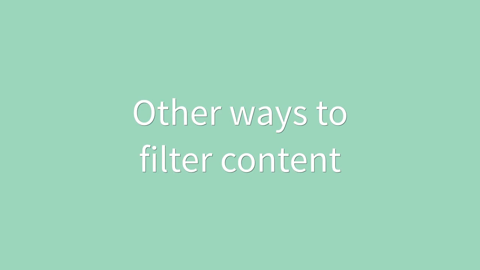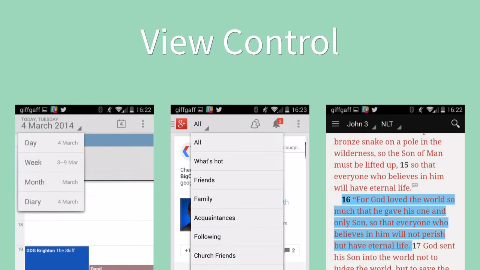There are other ways to filter content, using something called a view control. You don't see this very often. These are the only places I could find it on my phone. The one in the left is the calendar app, which lets you change the calendar view between day, week, month, or your diary. So you kind of indicate it by showing the little triangle in the bottom right corner to show that you can press that, drop a menu down, and then filter the content.